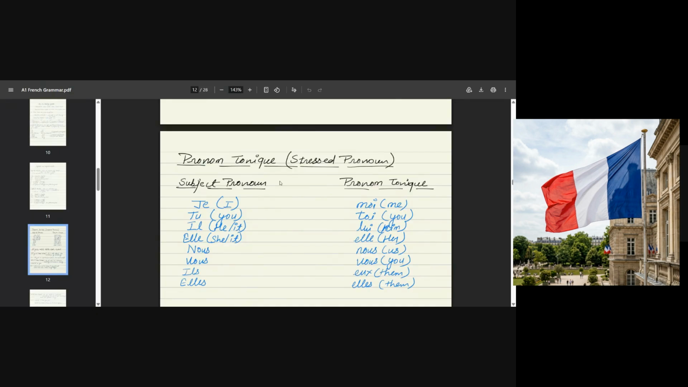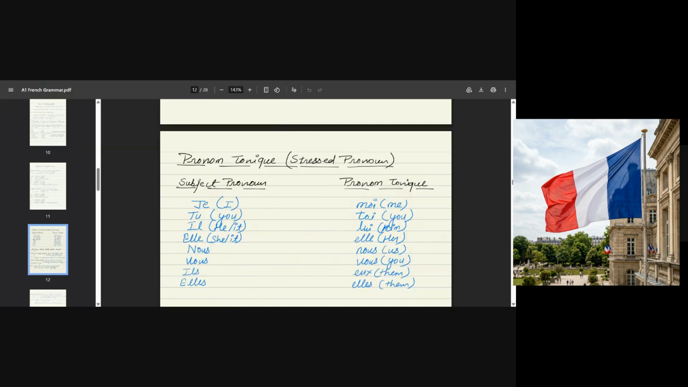Okay, so now we are going to learn about the pronom tonique. Pronom tonique means stressed pronoun, like you are emphasizing something. Like, "Are you talking to me?" Okay, I'm emphasizing. "Are you talking about him?" So in such cases, when you are emphasizing something, we use the pronom tonique. It's also called a stressed pronoun.